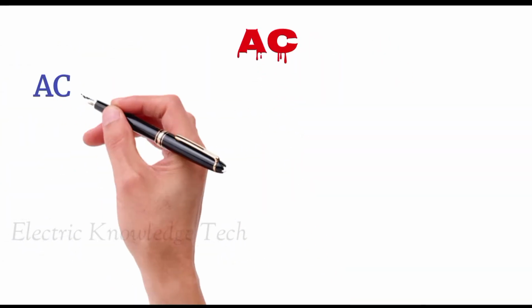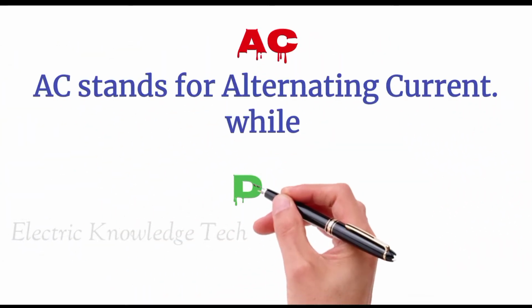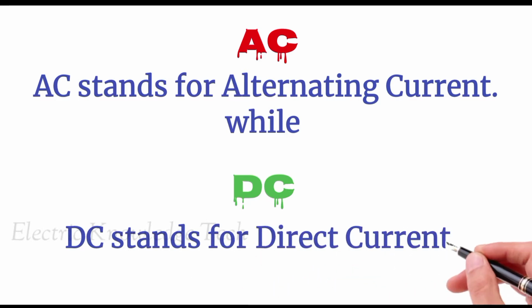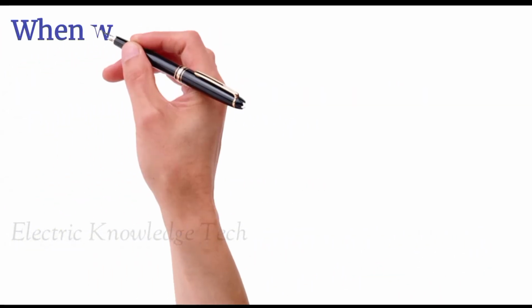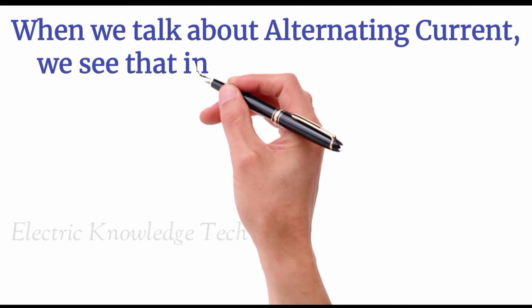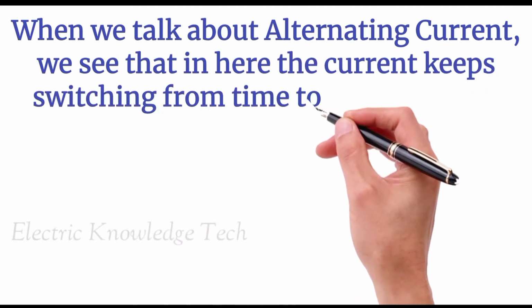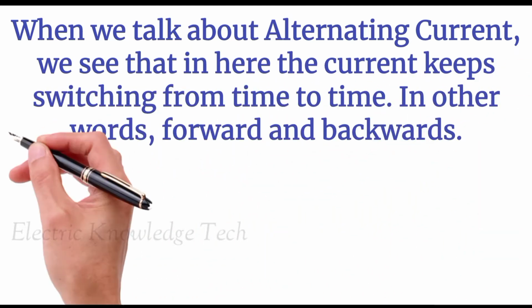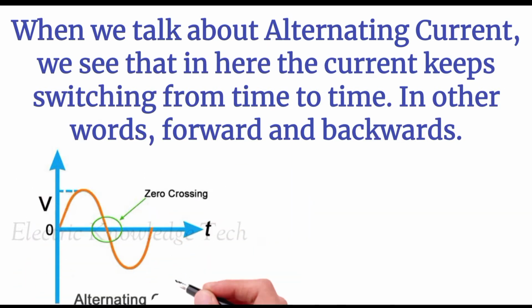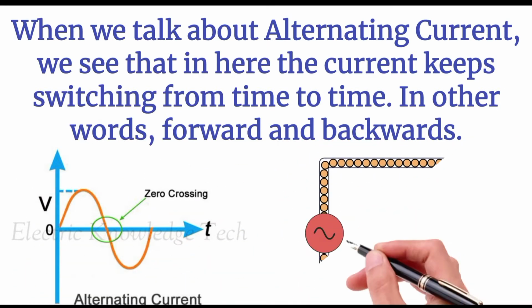AC stands for alternating current while DC stands for direct current. When we talk about alternating current, we see that in here the current keeps switching from time to time. In other words, forward and backwards. Examples.